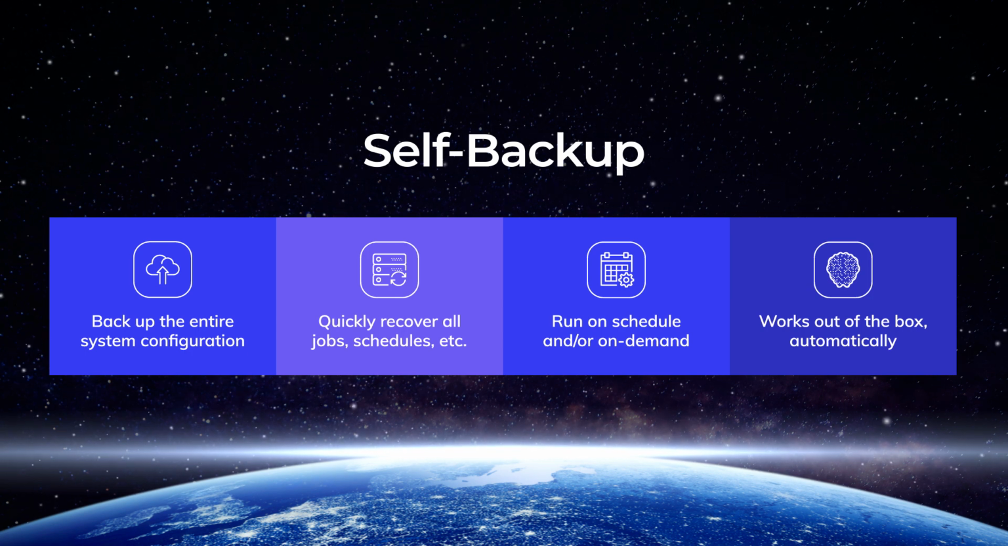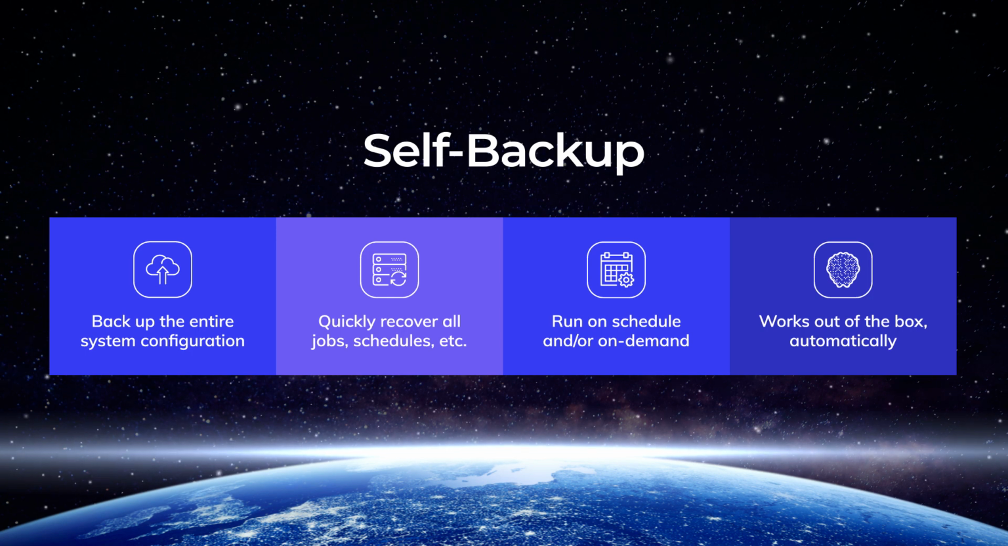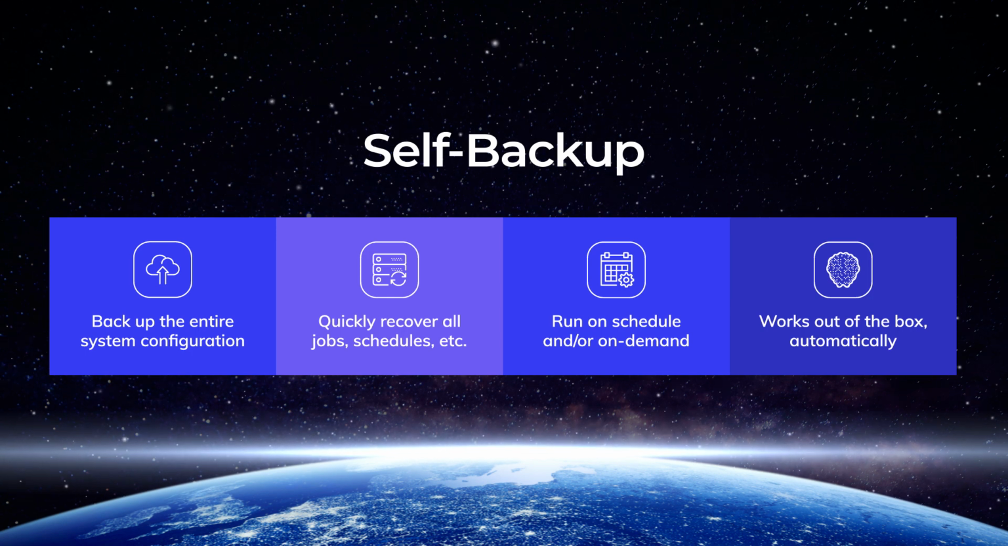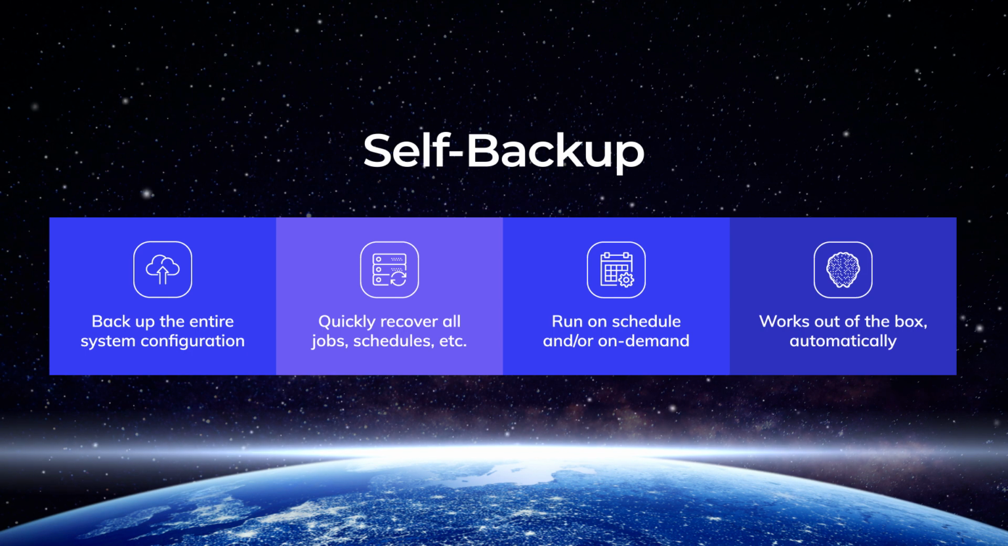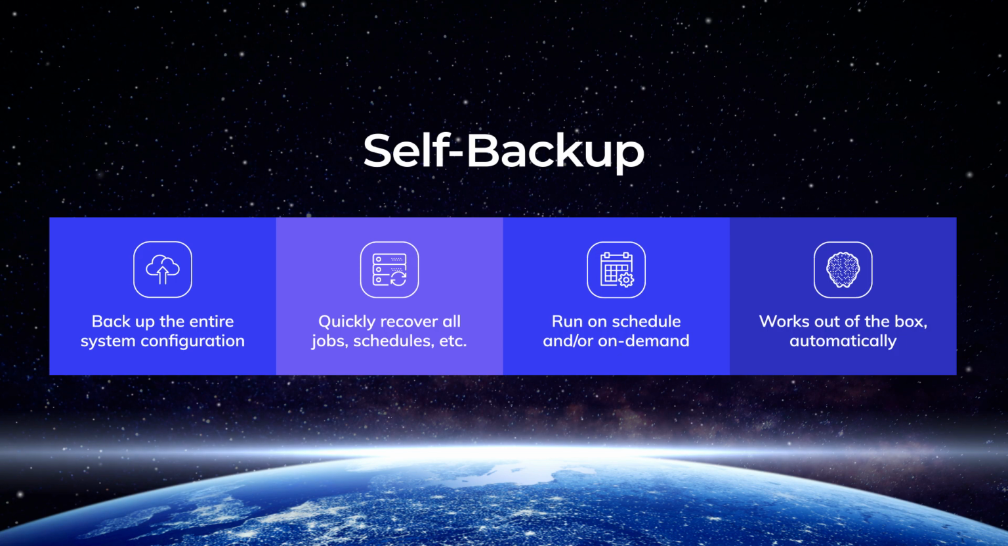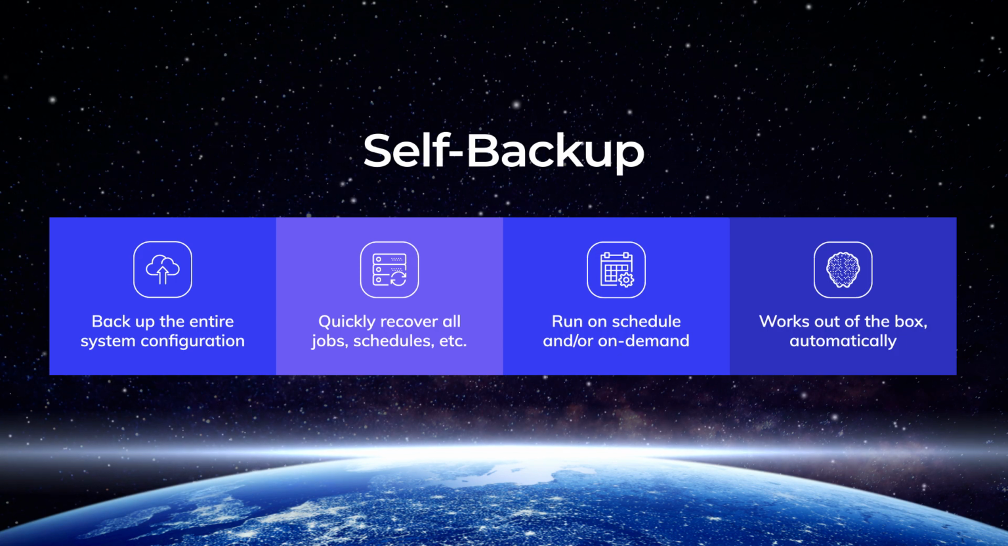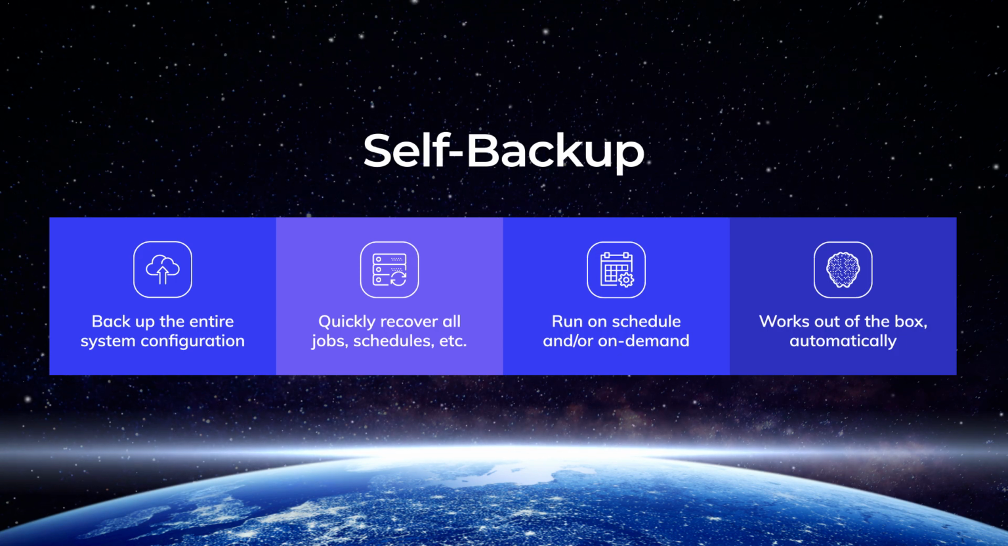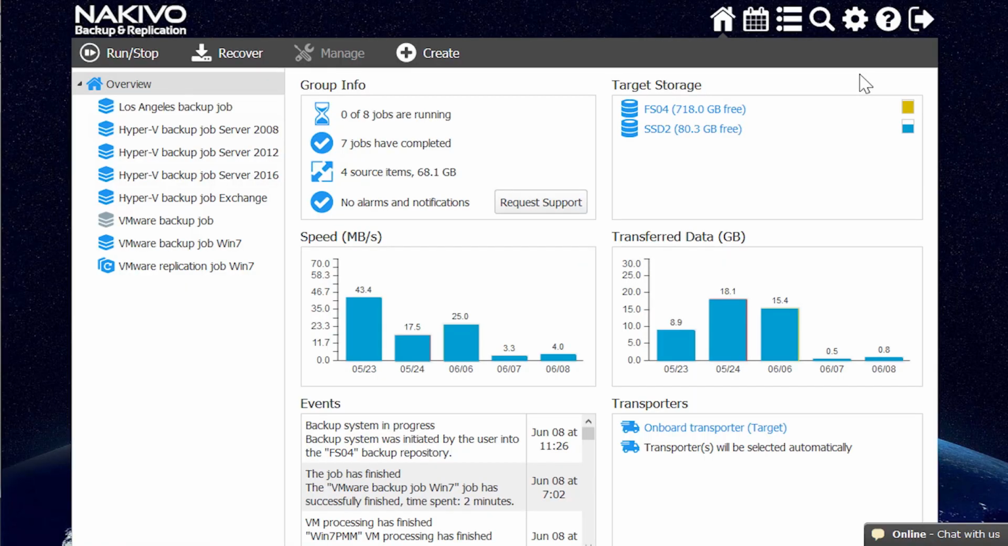You can schedule self-backup jobs to run at specific times or simply run them on demand. The backed-up system configuration can be restored from the repository to a new instance in just a few clicks. You can also roll back to undo unwanted changes in the instance you are currently using. Let me show you how to set up and use self-backup.